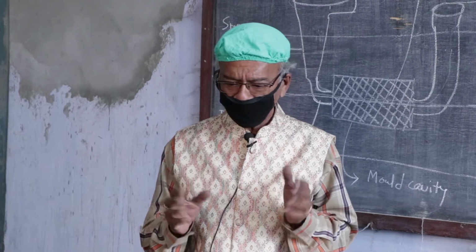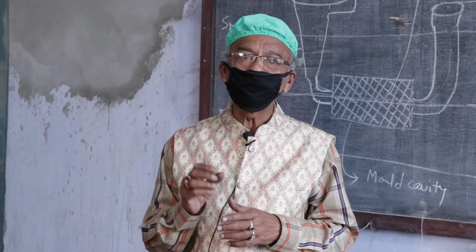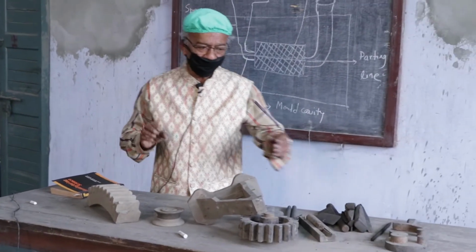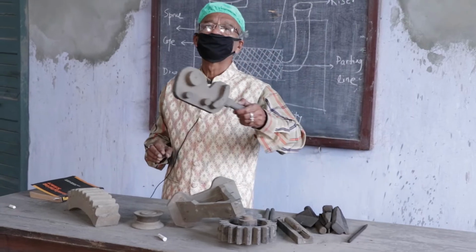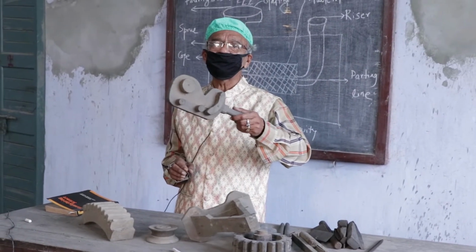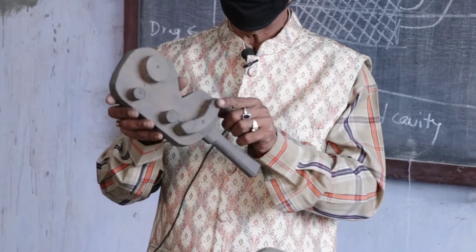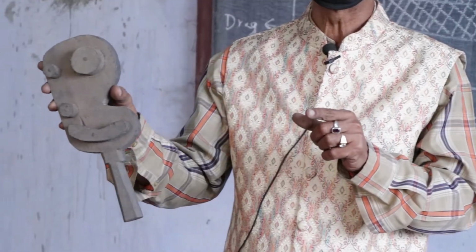This is our turn, how we should make the mold with the help of single piece pattern. Today we will use single piece pattern. One is known as reversing gear handle of a lathe. At first we should make this, with the help of this pattern we should make the mold.